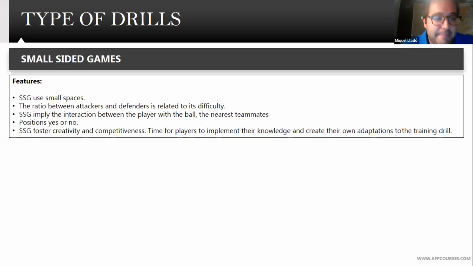Small-sided games, it's the time for players to really implement everything. There have to be almost no rules or very soft constraints. It's their time to experiment, to practice, to foster their creativity, to play according to the concepts that they are learning. They have to be competitive. It's a time of training to look for that decision making that sometimes we as coaches, we don't reach.